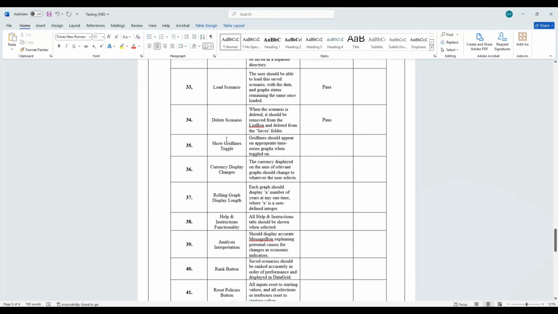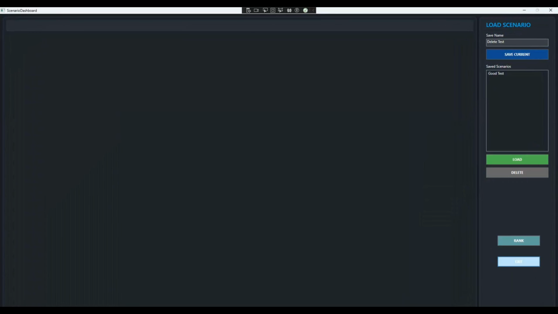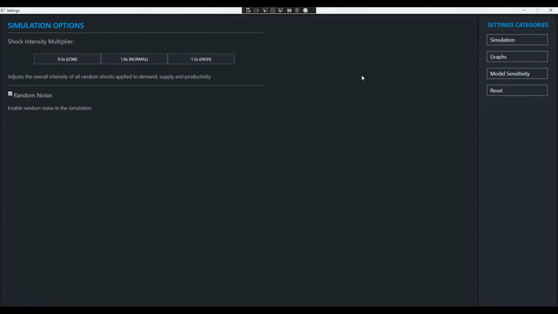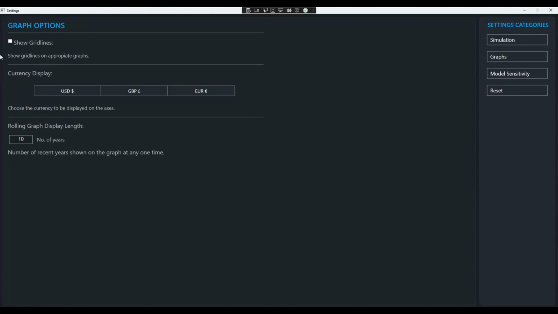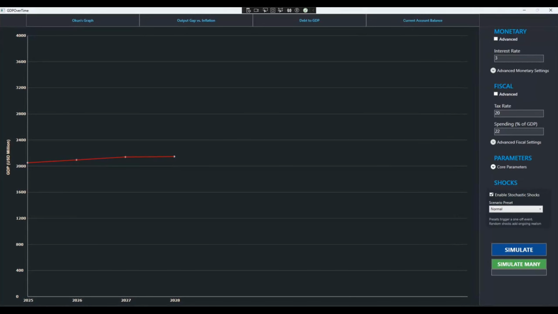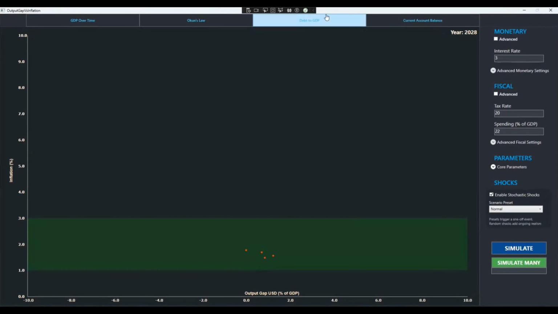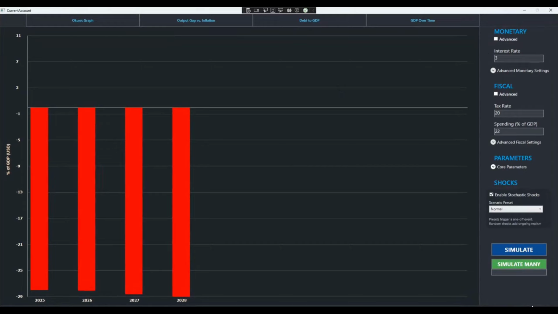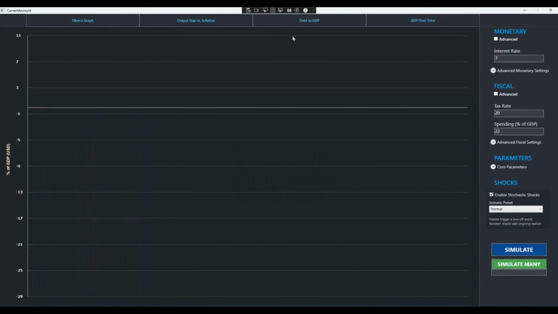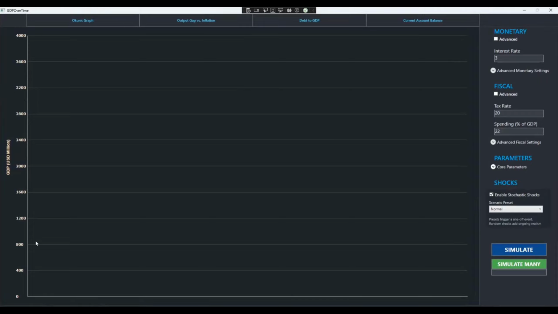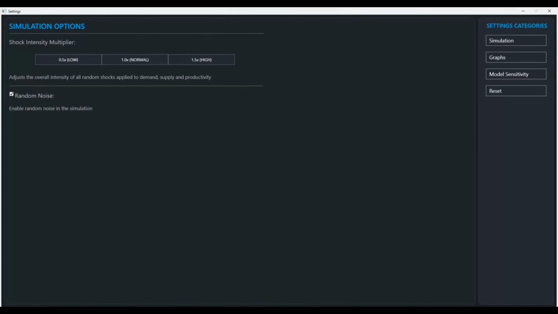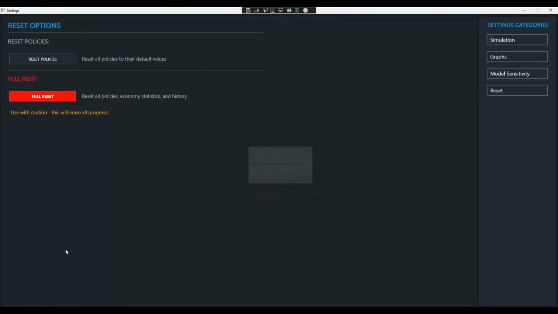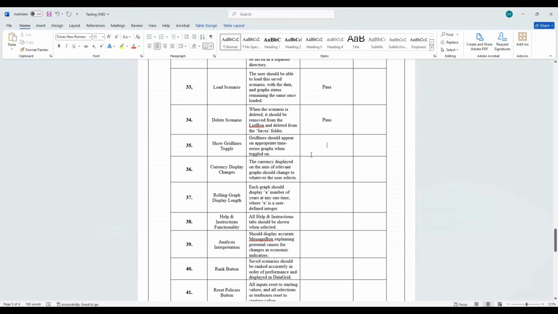The next one is show grid line toggle. So the user should be able to toggle whether they want grid lines on time series graphs, so the GDP over time graph, debt to GDP graph, and current account balance should all have the option for grid lines. So toggling it on, you can see grid lines have now appeared on the time series graphs. And they also line up with the y-axis as well, which is quite cool. So resetting the simulation fully and marking this criteria as a pass.